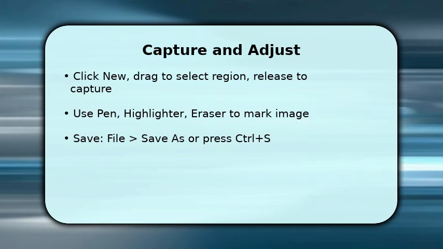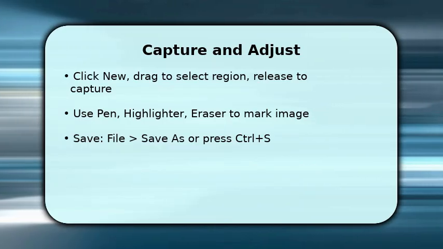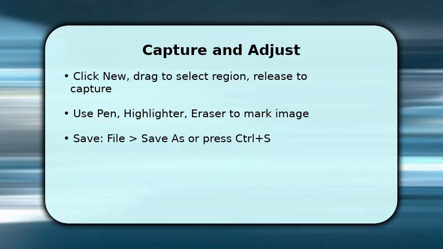Once you click New, drag from one corner to the opposite to capture the exact region. Release to freeze the image in the editor. You can annotate immediately. Use pen for precise marks, highlighter for emphasis, and eraser to remove mistakes. If you need a different frame, choose Cancel and try again. Repeated tries are fast and precise.